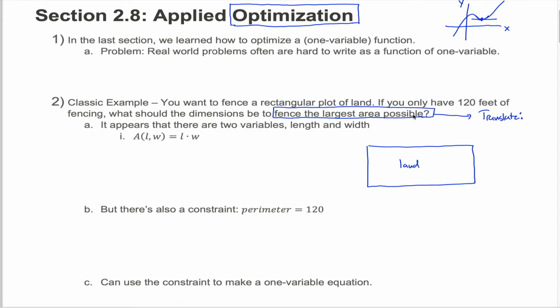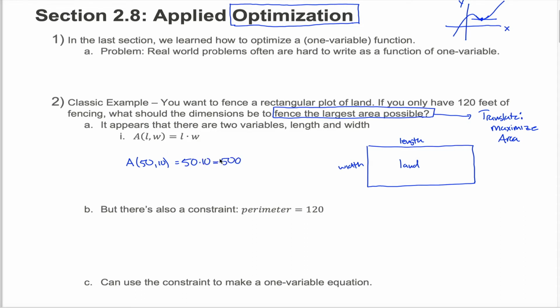And so maybe we can translate that idea. When it says we want to fence the largest area possible, what that means is we want to optimize, or maximize, the area. And because it says that we're fencing a rectangular plot of land, figuring out area is pretty easy. Area is just length times width, right? So maybe I call this the length right here, and this the width. Area as a function of length and width is just equal to length times width. So when the length is 50 and the width is 10, the area as a function of length and width would be 50 times 10, in other words, 500.